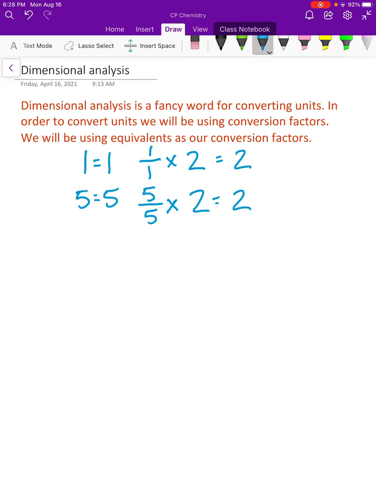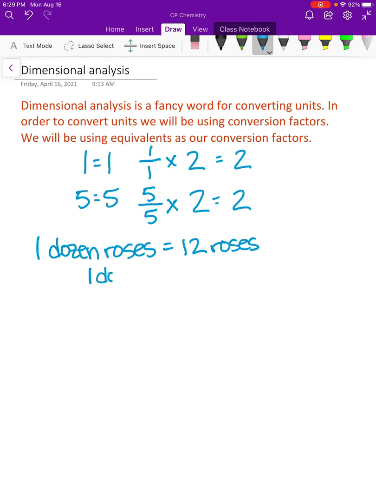Okay, so let's talk about an equivalent that isn't so simplistic. Let's talk about 1 dozen roses. What does 1 dozen roses equal? Well, you should be thinking 12 roses equals 1 dozen. Okay, so we can take this equivalent and turn it into a conversion factor.